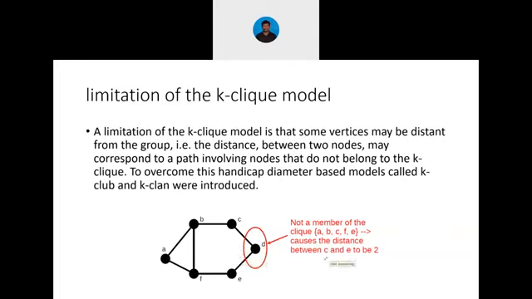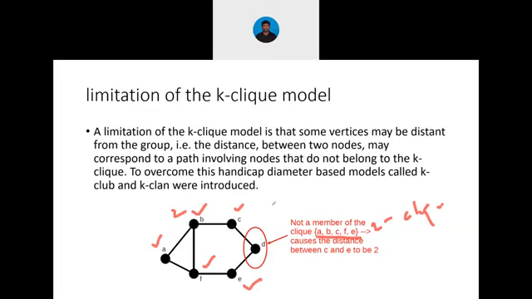Say for example, you consider this subgraph A, B, C, F, E, right? So from A to reach C, the distance will be 2. It is actually a 2-clique. So from A to C it is 2, A to E it is 2, A to F is 1, A to B is 1, right?